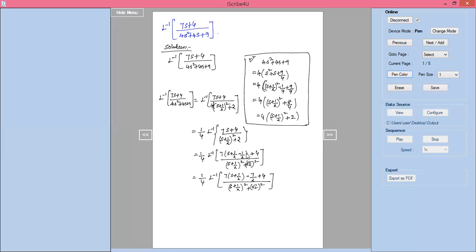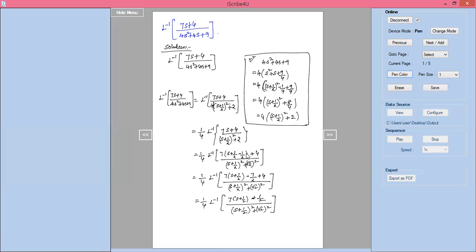Now this is 1 by 4 into L inverse of 7 into s plus 1 by 2 minus 7 by 2 plus 4. 2 into 4 should be 8. 8 minus 7 should be plus 1 by 2 divided by s plus 1 by 2 whole square plus root 2 whole square.